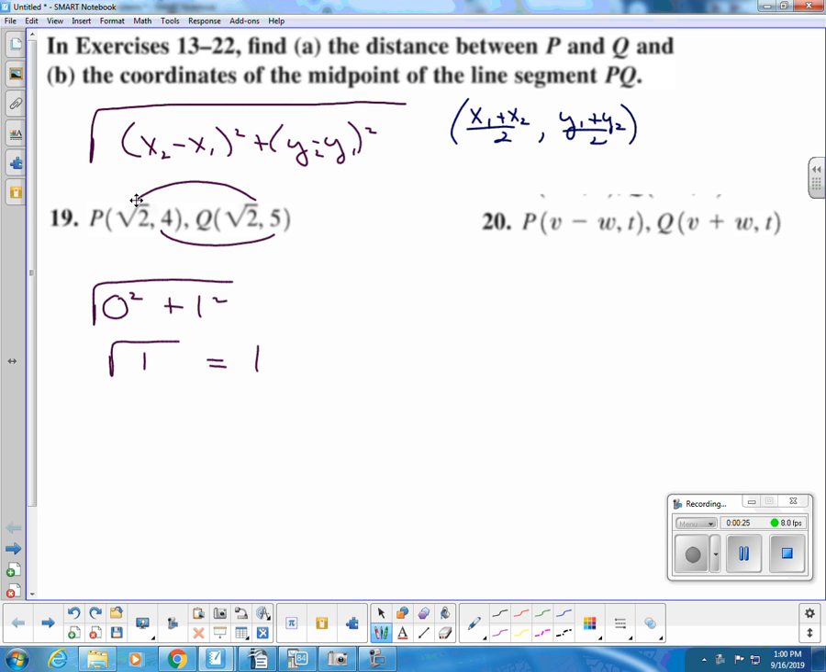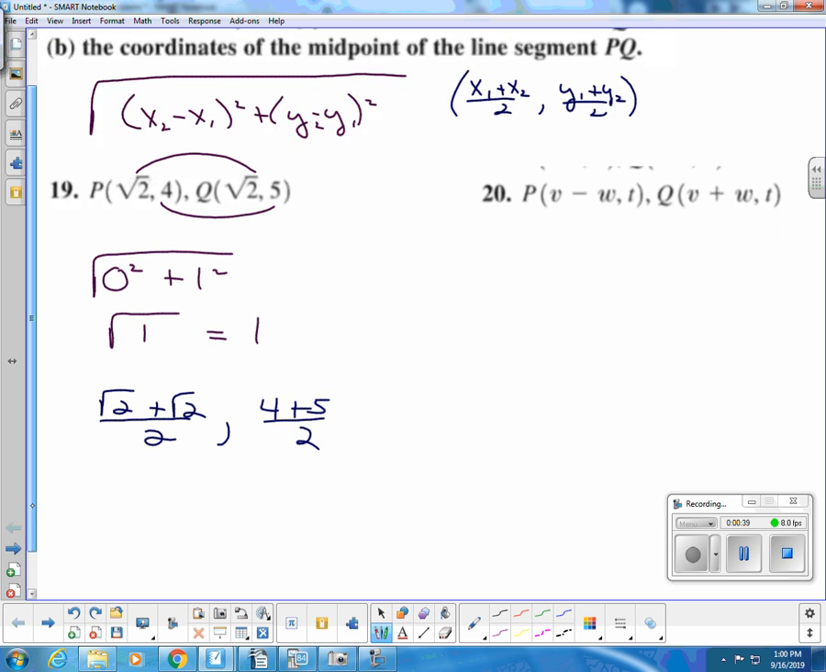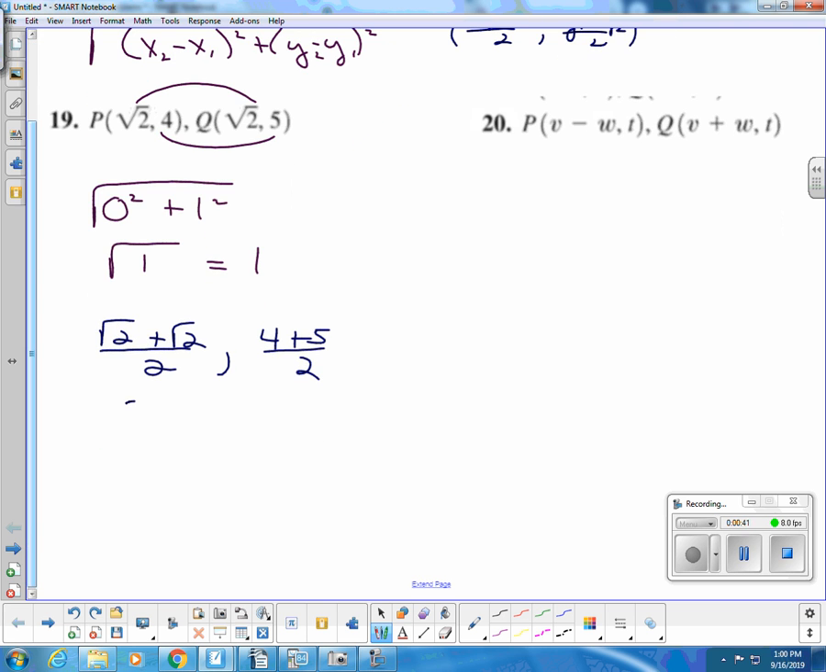Okay. The midpoint, you take the square root of 2 plus the square root of 2 over 2 for your x, and 4 plus 5 over 2 for your y. You do need to reduce any fraction or anything, radicals, anything like that that can be reduced, you need to reduce.